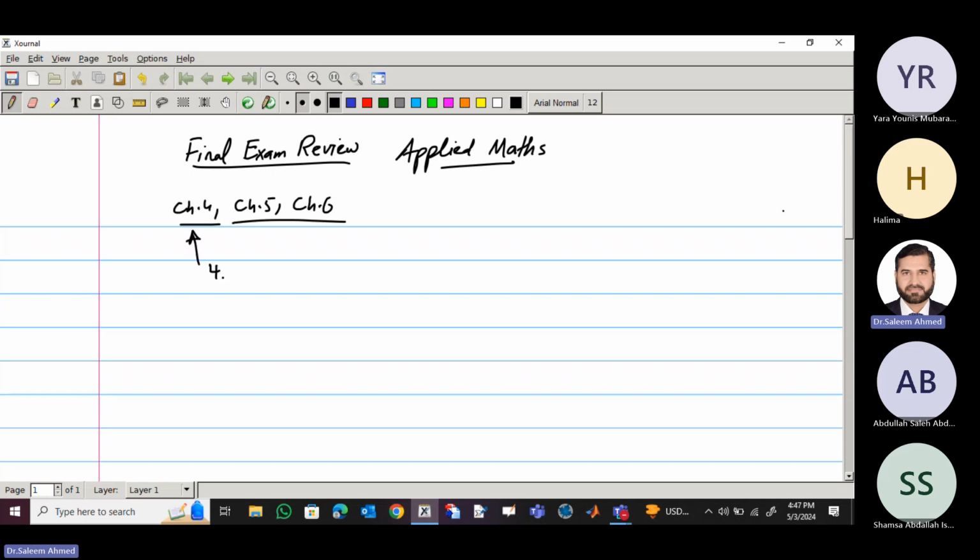So from chapter 4, we have 4.4 and 4.5. From chapter 5, we have 5.2, 3, 6, 8 or 9. And chapter 6, we have 1, 2, 3, 4, 5. And then the last lecture was about curvature that is given in 12th chapter, but I will recommend you not to see 12th chapter because it will be confusing. Notes on Moodle.